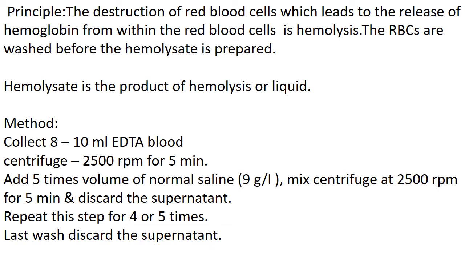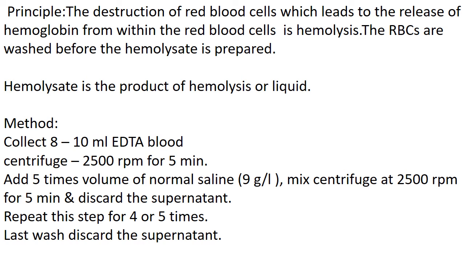This procedure is called washing. Take a little bit of red cells in the test tube. To that you add saline to 3/4 of the test tube and mix the content. Now centrifuge at 2500 rpm for about 5 minutes. Then aspirate and discard the supernatant. We do not require the supernatant. This procedure is washing. Repeat this procedure about 2 more times.